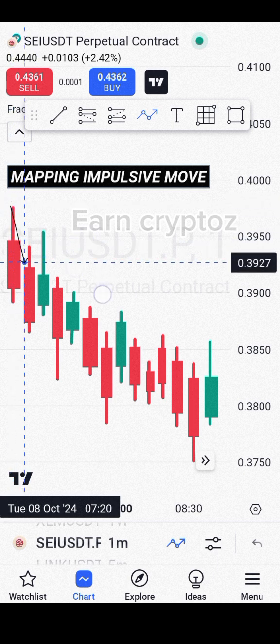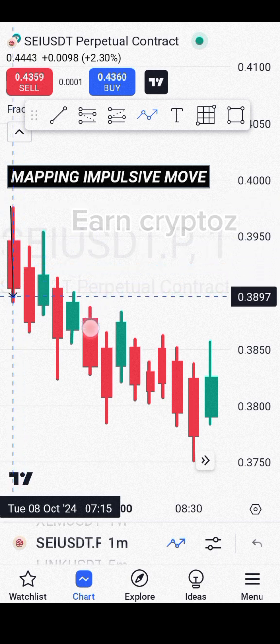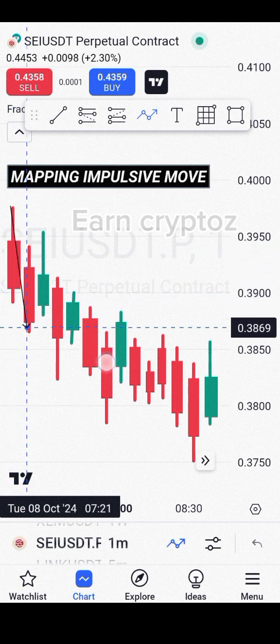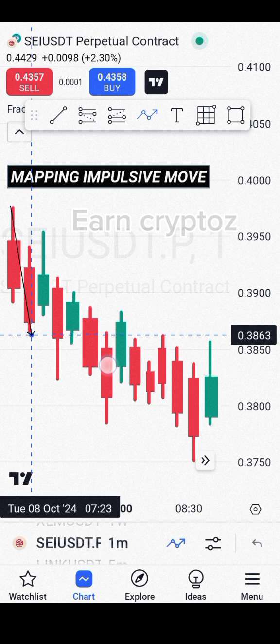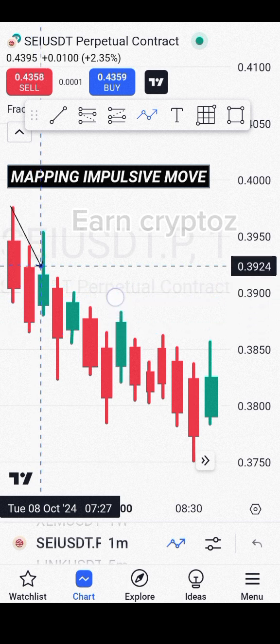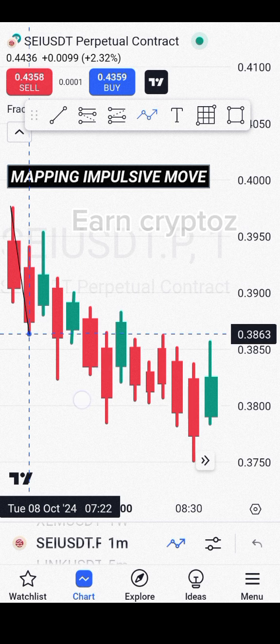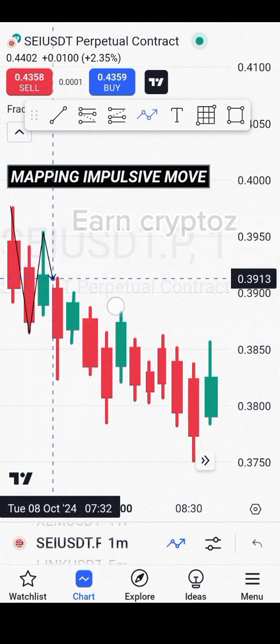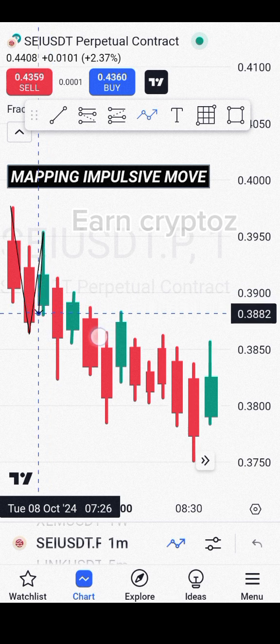You can see this candle made an impulsive move down. The next candle broke the low, so we'll continue on that low until we have a valid pullback on the next candle. Since we have a valid pullback here, we're going to mark this point and then mark the valid pullback. Correct. Then we continue down.